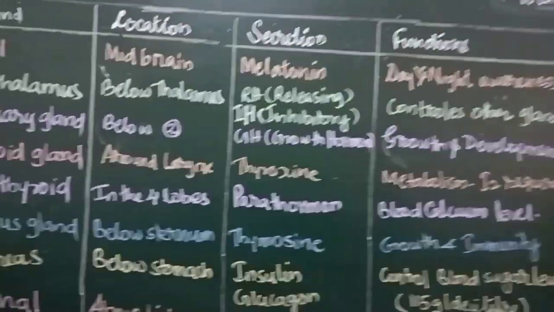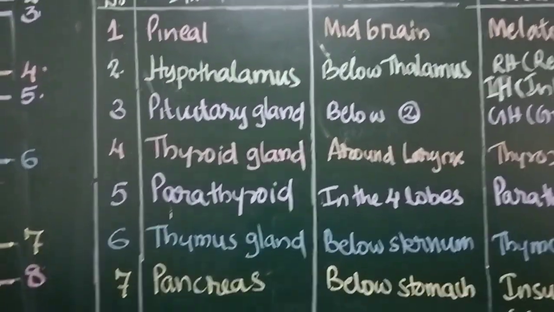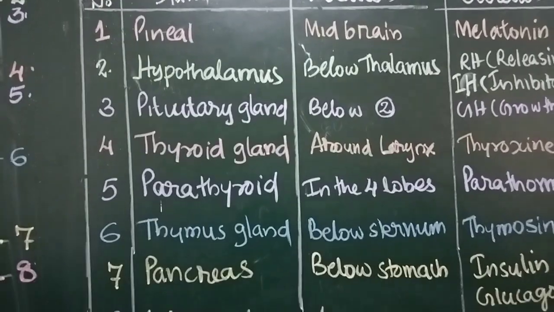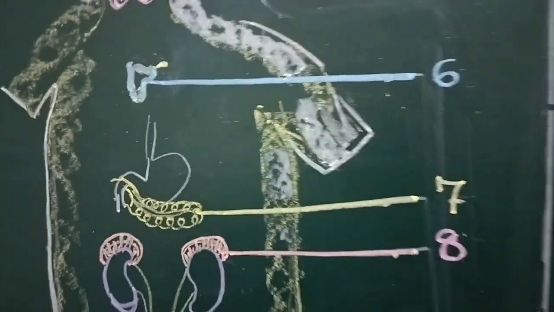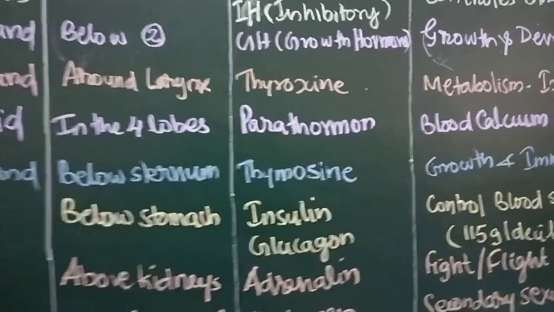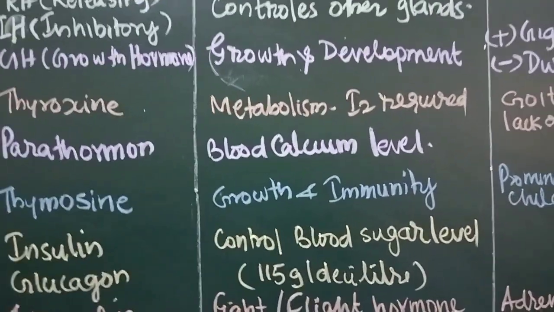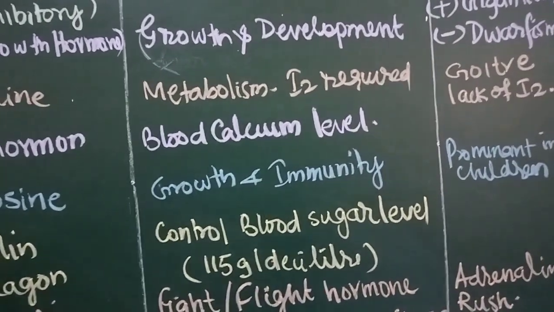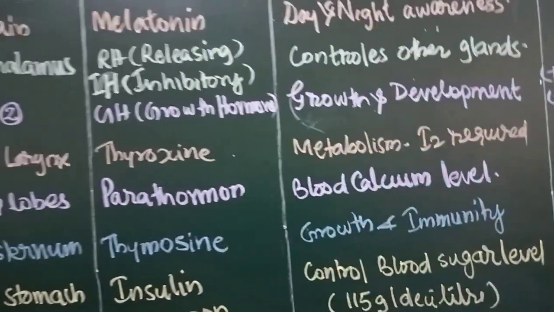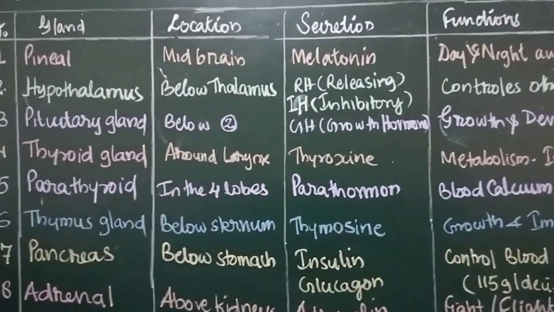Okay. Coming to the seventh one, which has an important role in digestion as well as endocrine secretion. It is the pancreas. It is seen below the stomach, which secretes 2 hormones known as insulin and glucagon, which will be controlling the blood sugar level in the normal range, that is 115 milligram per deciliter of blood. Together they will be constituting this control.